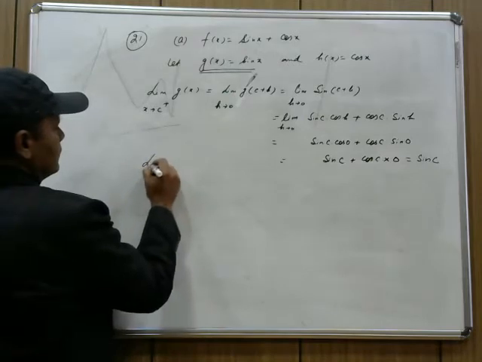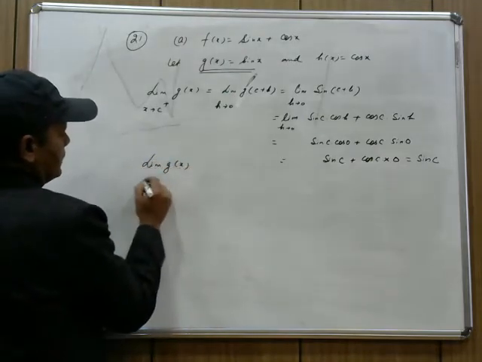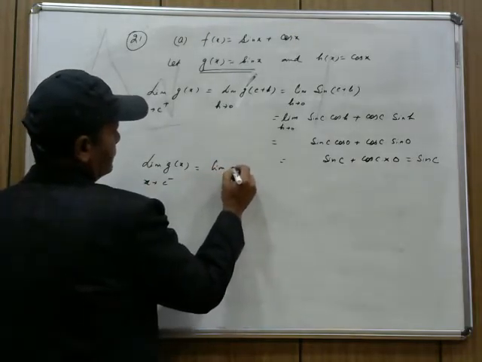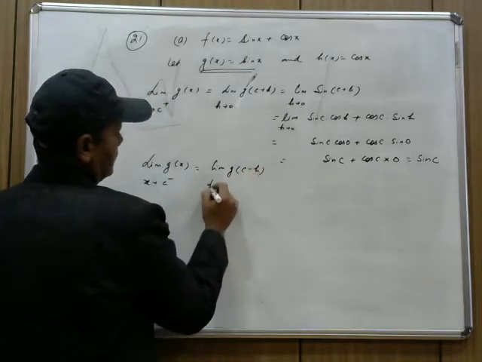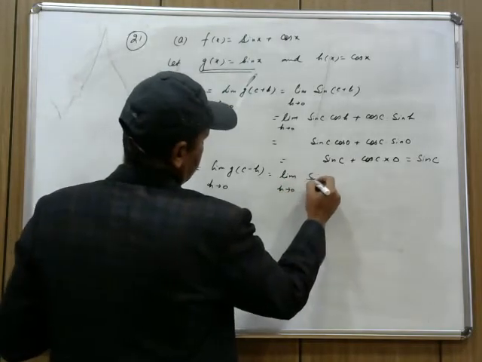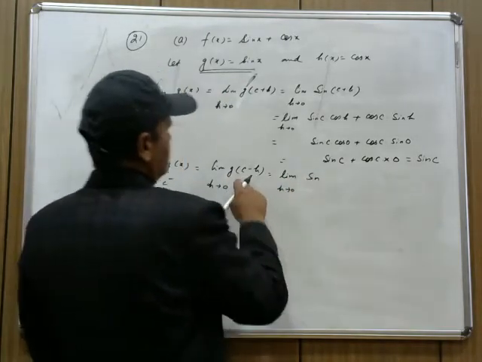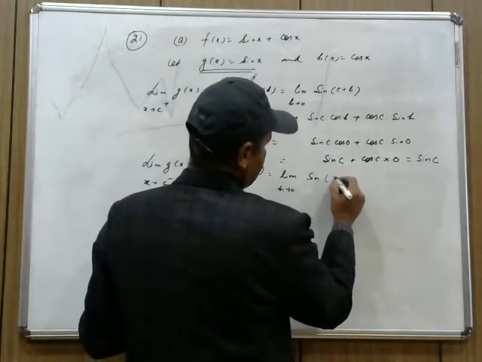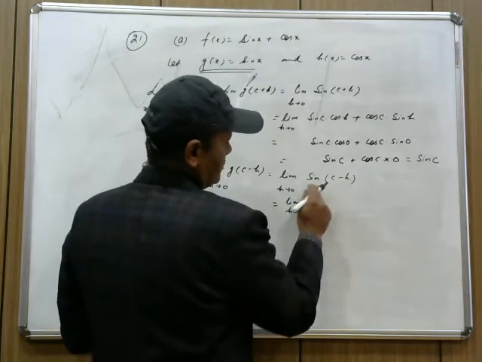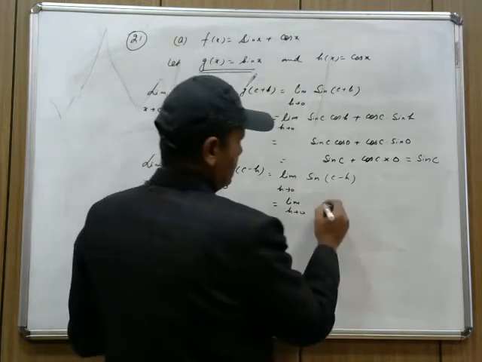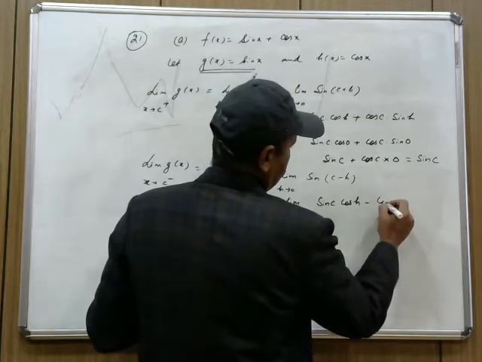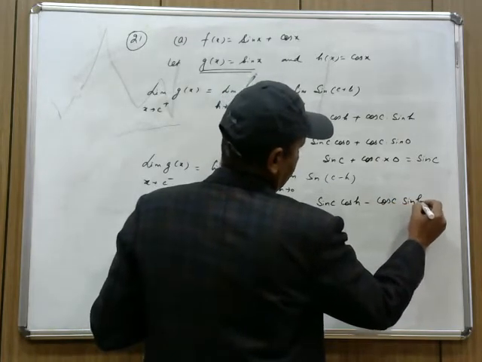Similarly, if I find it now, the limit of g(x) as x tends to c minus, we have limit h tends to 0 of g(c minus h). Since g(x) is equal to sin x, g(c minus h) is sin(c minus h). Now expand it, limit h tends to 0, sin(a minus b) is equal to what? Sin a into cos b minus cos a into sin b.